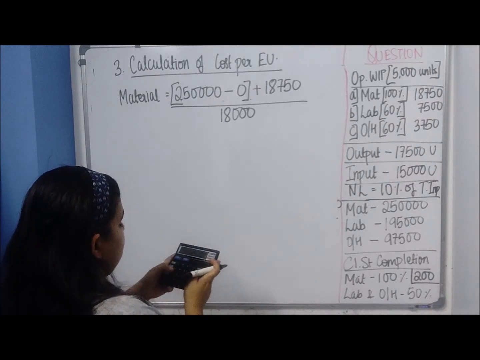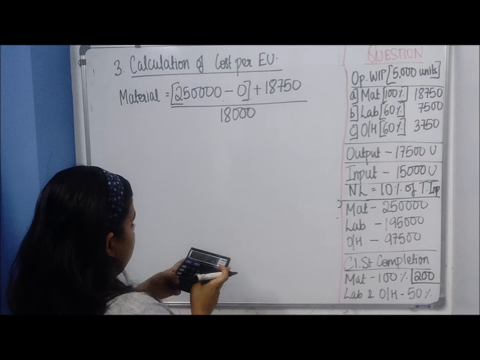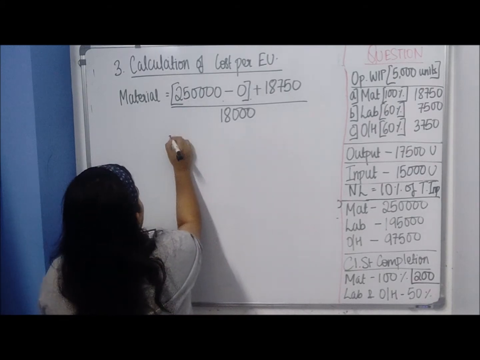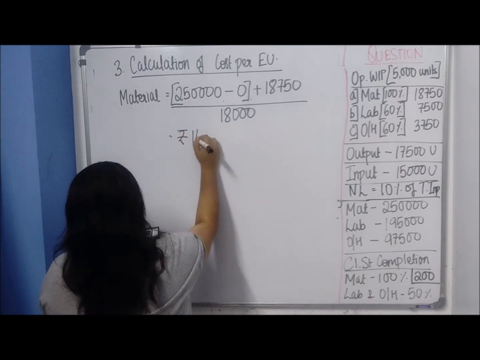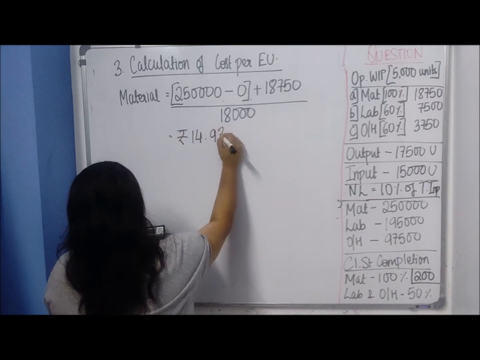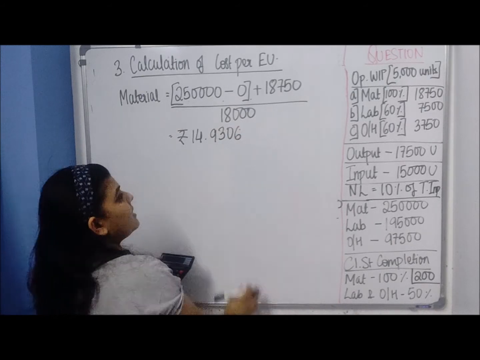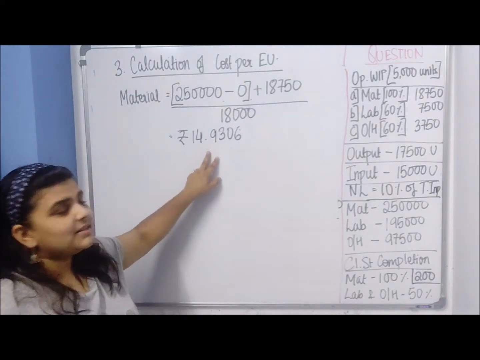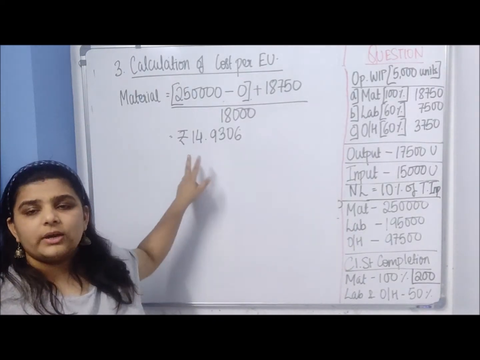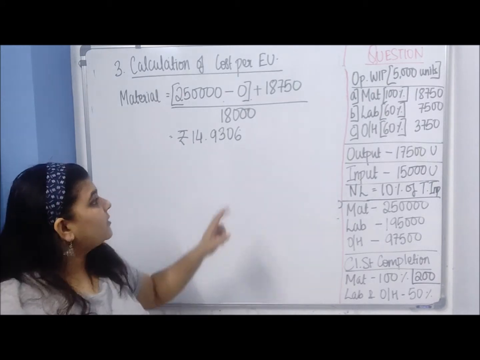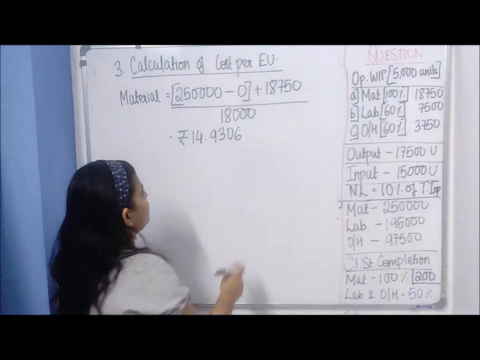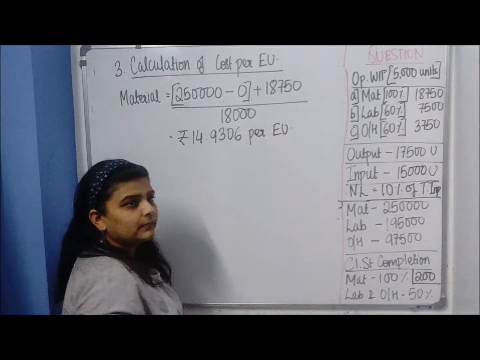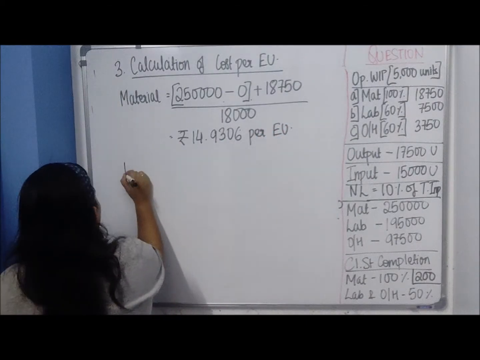So in this case, our equivalent unit cost of material would be equal to rupees 14.9306. Now, I have purposefully taken this question where the numbers are in decimal. Whenever you get numbers in decimal, I always prefer you take up to 4 decimals, per equivalent unit.